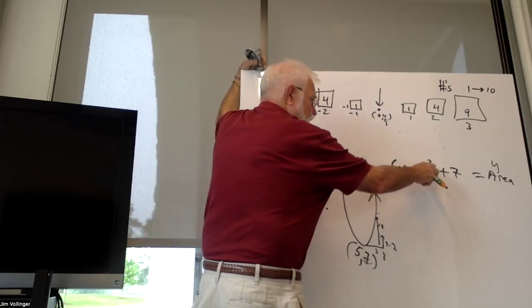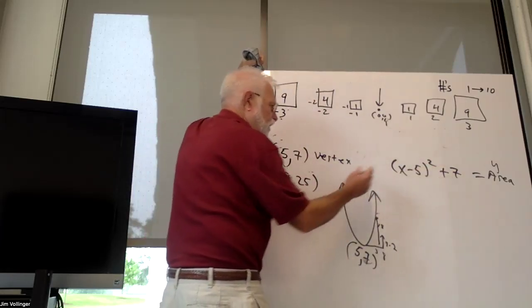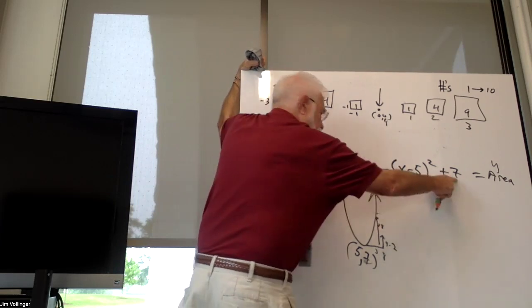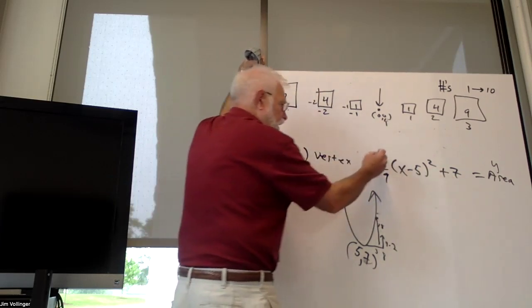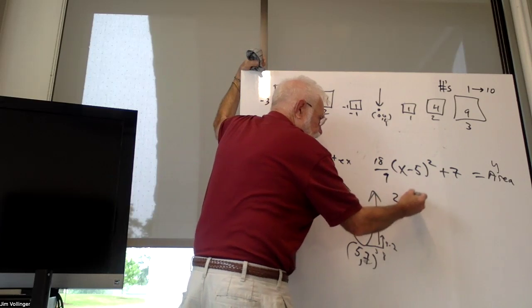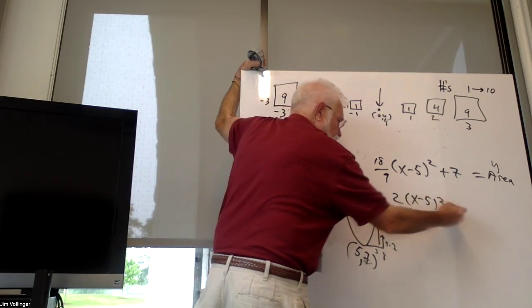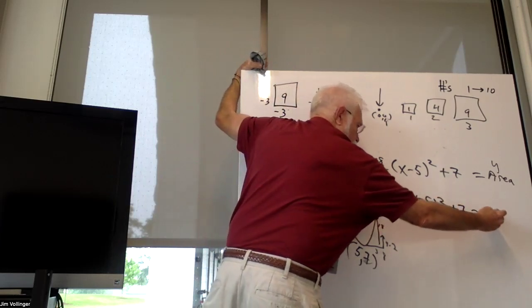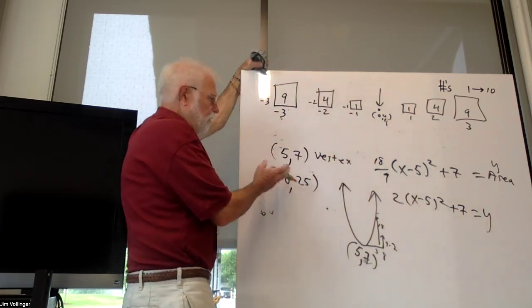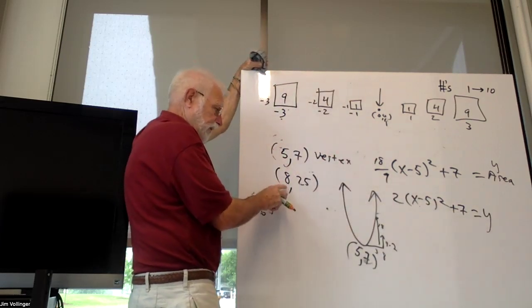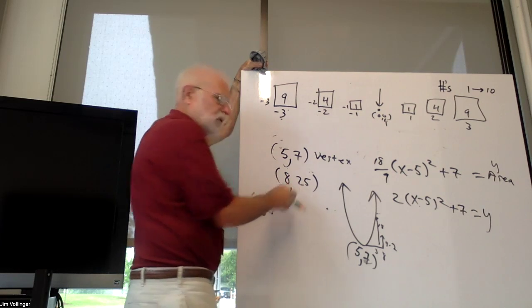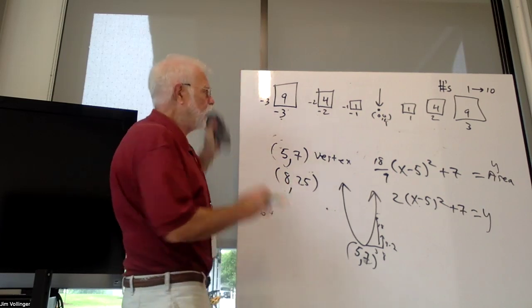8 minus 5 squared is 9. 9 plus 7 is not 25. We get rid of the 9. How do I get from 7 to 25? I go up 18. Well, there's your 2. X minus 5 squared plus 7 equals y. Here's the equation. Whose vertex is 5, 7. Also passes through this coordinate. Okay, let's try another one.